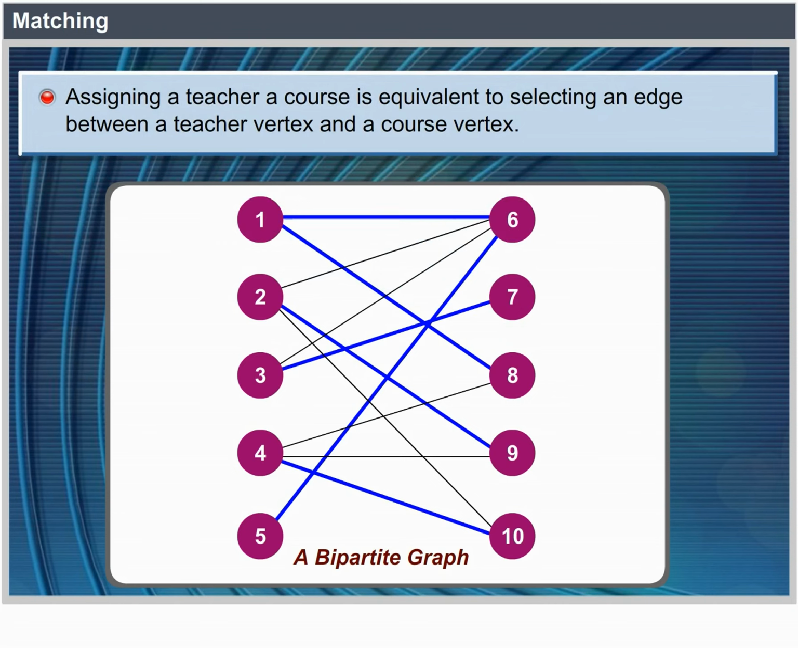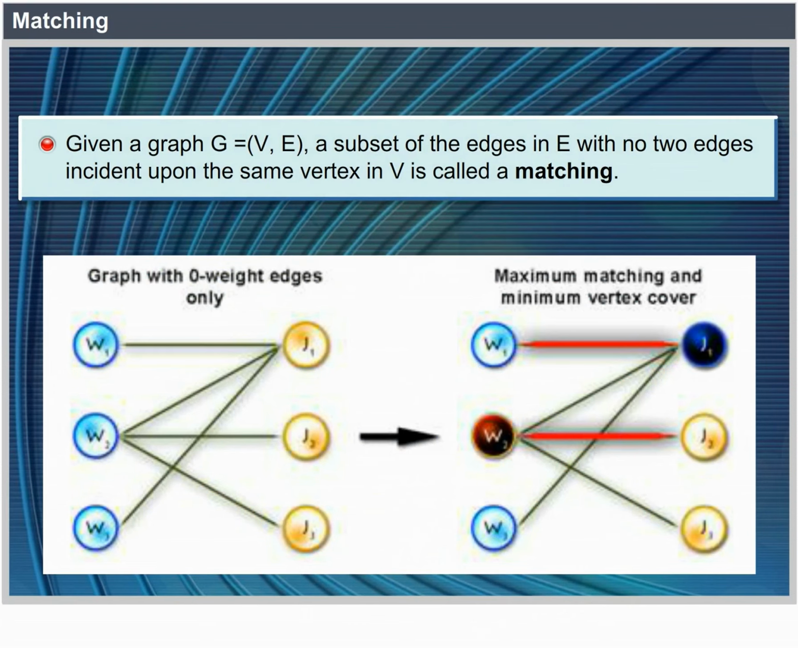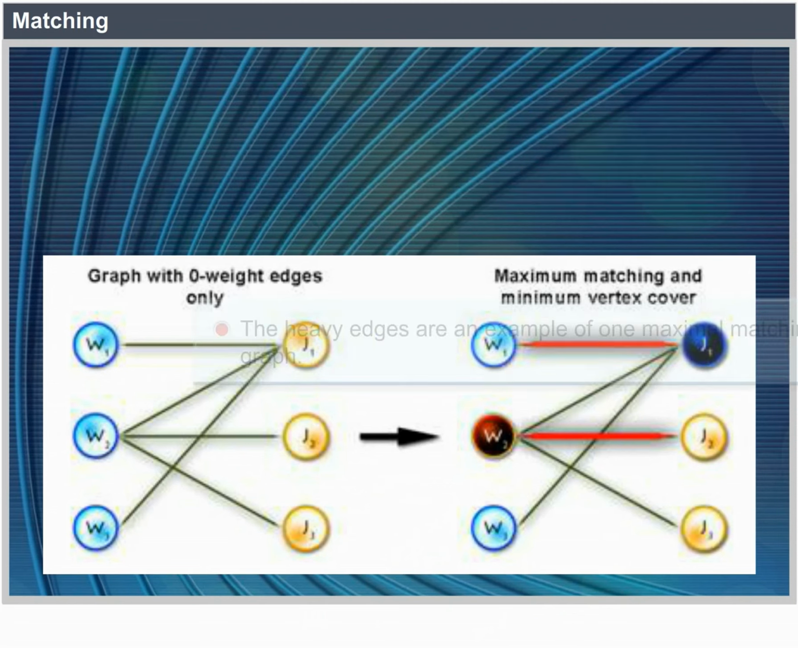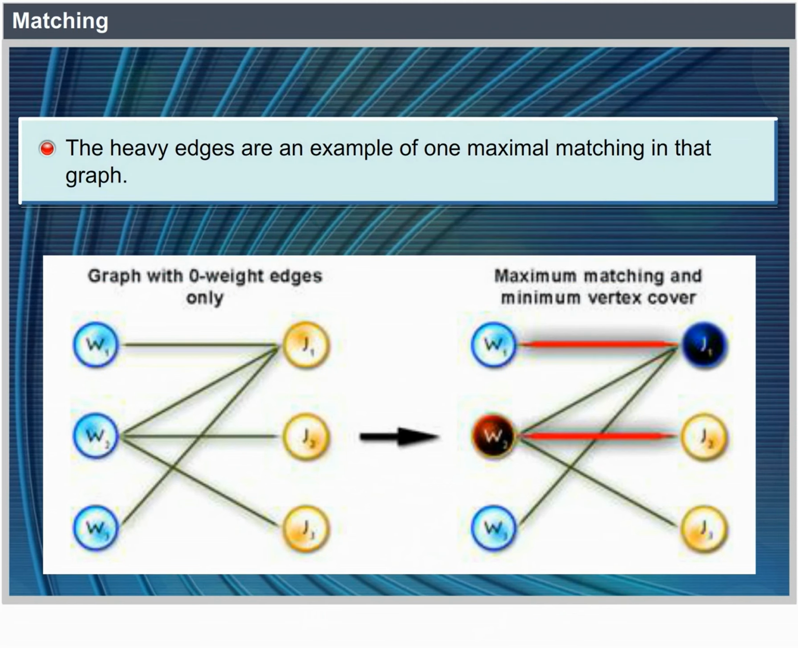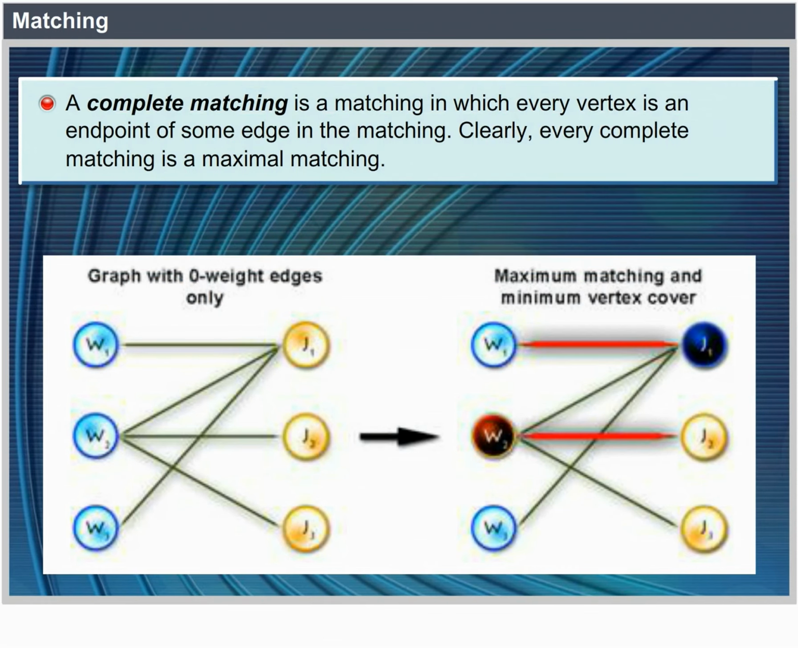The matching problem can be formulated in general terms as follows. Given a graph G equals V, E, a subset of the edges in E with no two edges incident upon the same vertex in V is called a matching. The task of selecting a maximum subset of such edges is called the maximal matching problem. The heavy edges are an example of one maximal matching in that graph. A complete matching is a matching in which every vertex is an endpoint of some edge in the matching. Clearly, every complete matching is a maximal matching.